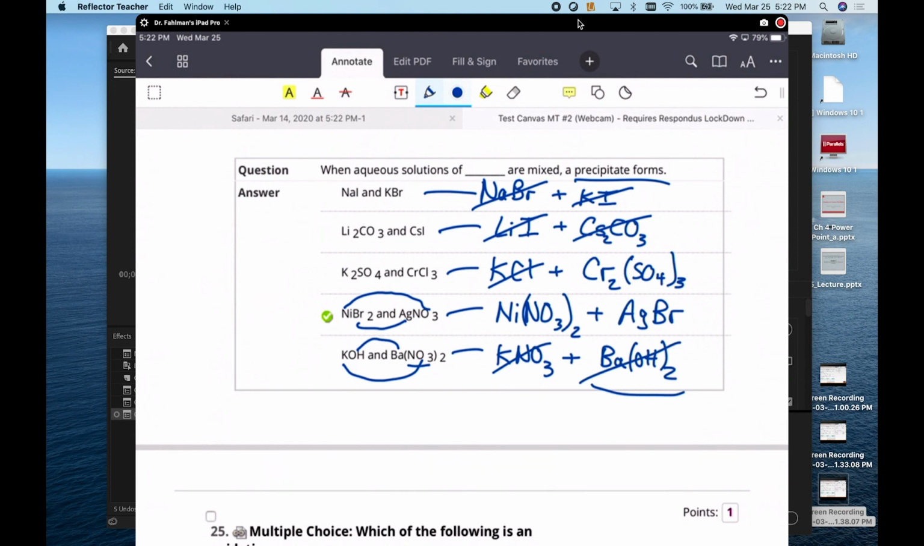There's only a few exceptions for when sulfates are not soluble, and chromium is not one of them, and then all nitrates are soluble, and so the only one that will form a precipitate is this, so silver bromide. So in the solubility rules, most halides are soluble except, and then you'll see a silver there.